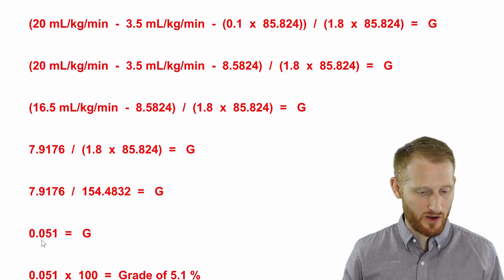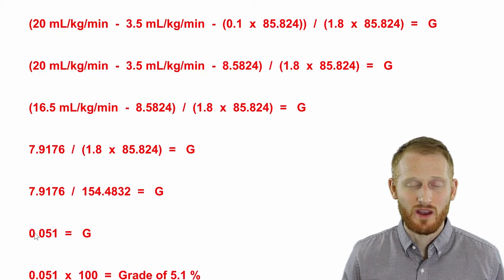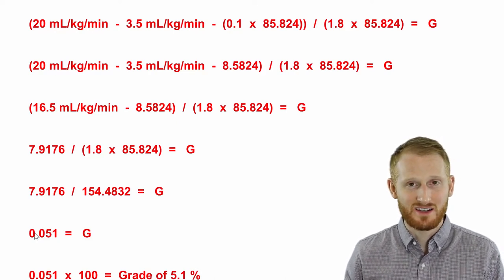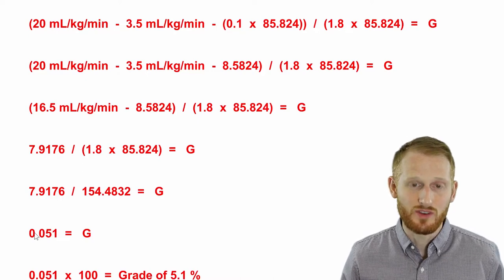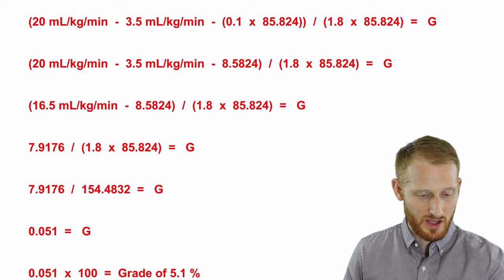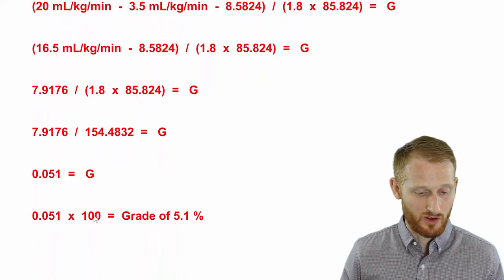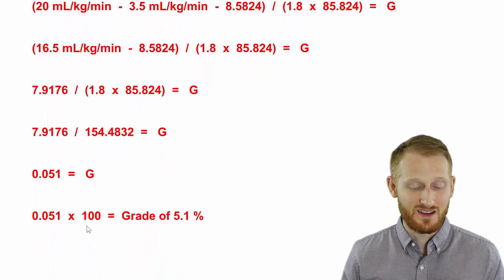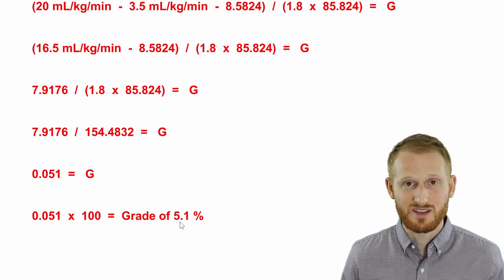All right, so we have the 0.051 for the grade, and this is in a decimal format, but in the treadmill, it's going to need to be in percentage format, because that's what you're actually going to type into the treadmill. So looking at this very last step here, 0.051, multiply this by 100 in order to get it into percentage format, and we end up with a grade of 5.1%.